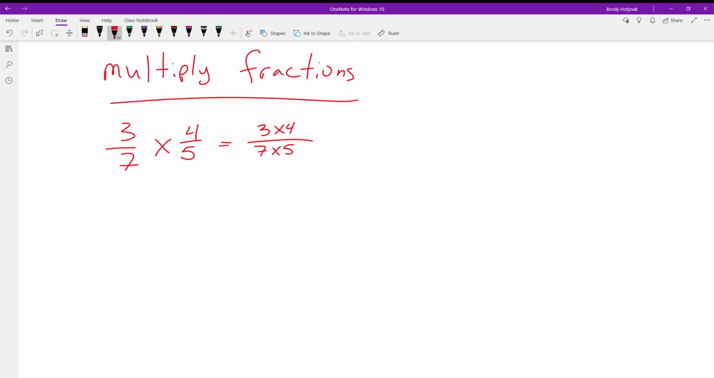So what's 3 times 4? 12. And 7 times 5? 35. So instead of trying to type into the calculator 3 over 7 times 4 over 5, we could just look at it as 2 simple multiplication problems. Obviously, I expect you guys to have some of your times tables memorized.